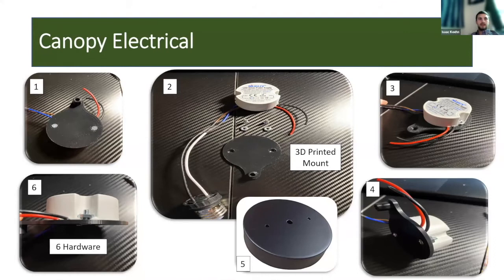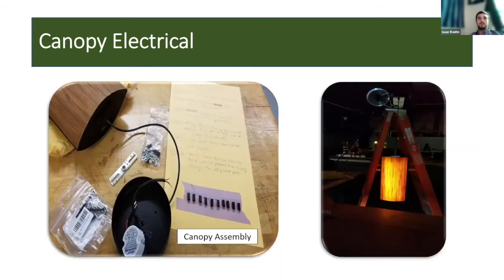So here we can see the Canopy Electrical unit, which consisted of a 3D printed mount where the hardware attaches to. There is the power supply unit and wire connections. And this assembly is key to the pendant being able to be hung from the ceiling. Here we are showing the assembly of the canopy structure and the pendant being hung for the first time. As you can see, the light is being diffused very well by the veneer, and the pendant is hung with the strain relief holding the weight of the entire piece.